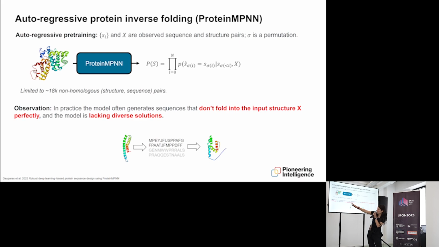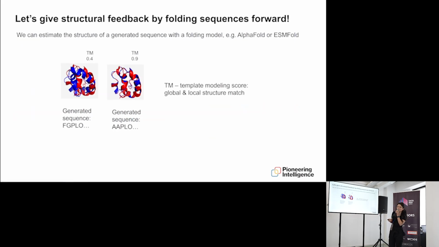But the observation is that in practice, the model often generates sequences that don't fold into this input structure X perfectly, and the model is lacking diversity. So what could we do? We could give structural feedback by folding sequences forward. We can take the generated sequences and a good folding model like AlphaFold 3, or if you have a lot of money, you could go to the lab, try to express these proteins, see if they fold, and measure them. Then we can compare how they compare to the ground truth structure.